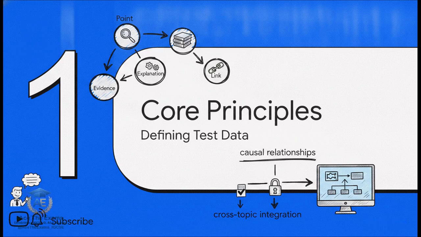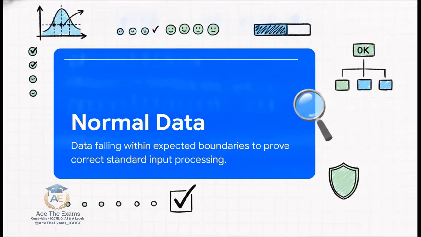Okay, let's get back to it and see exactly how this PEEL framework applies to our very first definition. Let's apply this foundation to normal data. Normal data represents the standard, everyday inputs the system is expected to handle smoothly. It's the bread and butter of the system.